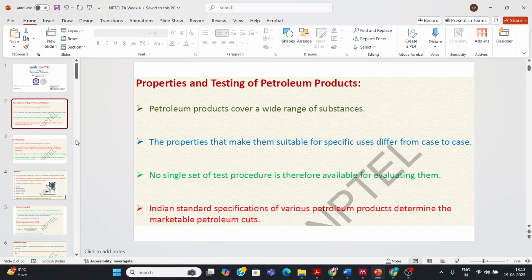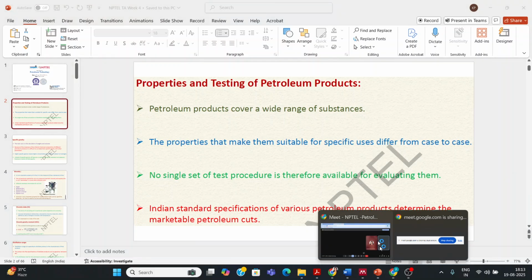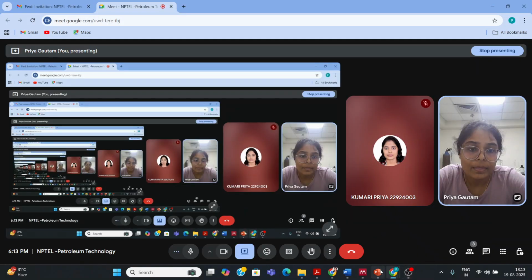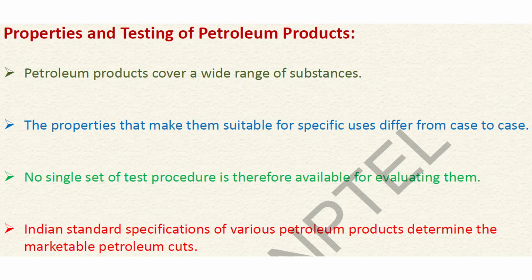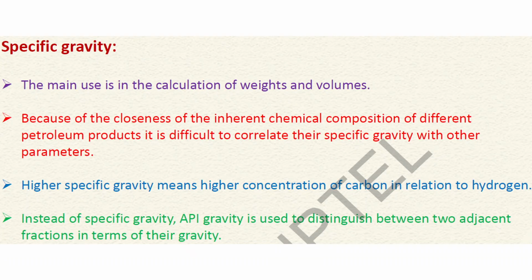Due to which no single set of test procedure is available for evaluating them. And also, depending on the country's specifications, there are various testing methods, and they differ. Coming to the first property, which is the specific gravity, it basically gives us an idea about the density of our crude oil cut.